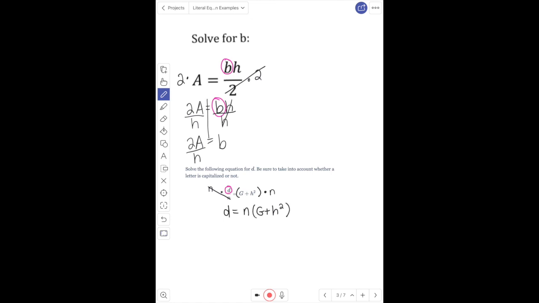And that problem really only took one step. It looked like a lot, but we were solving for d, we did the multiplication, and we're done.